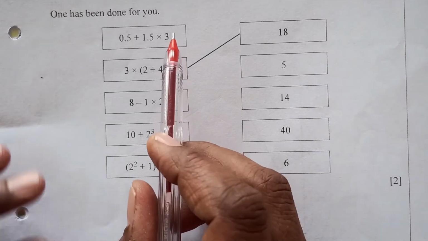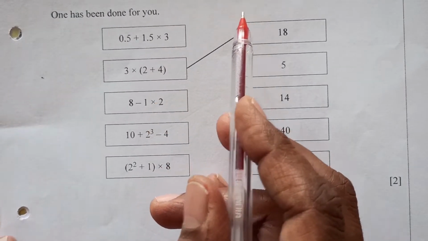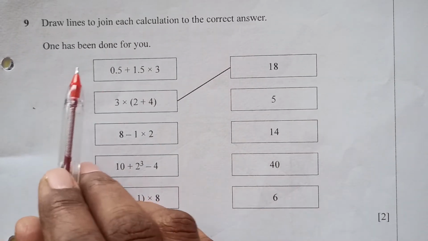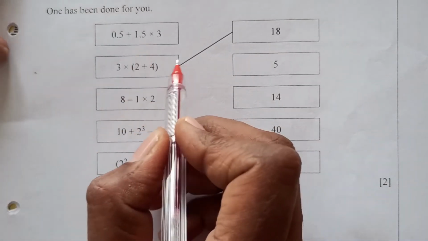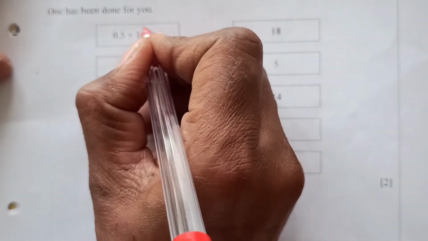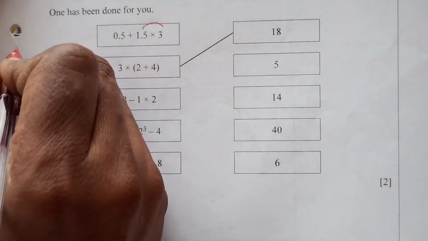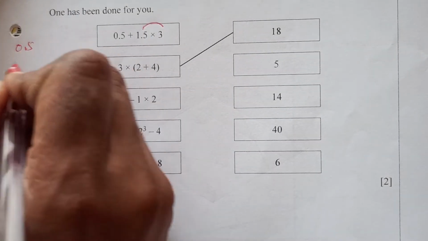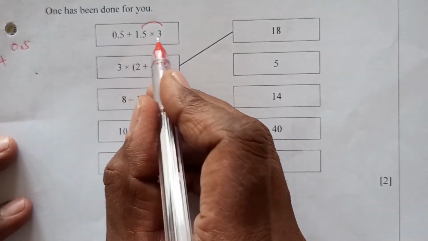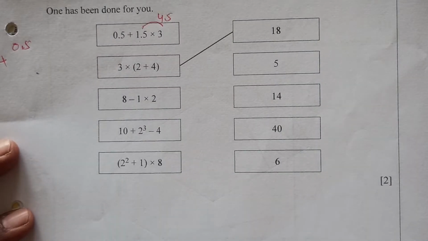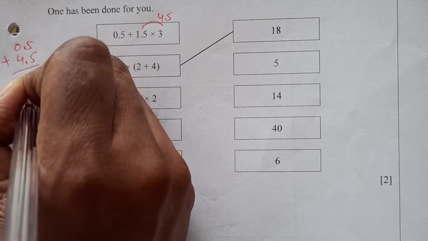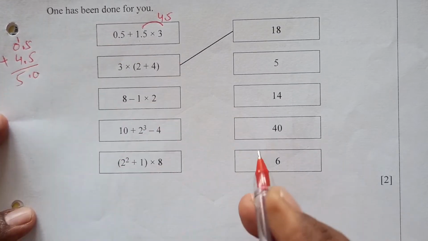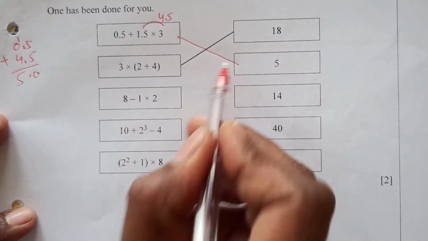Draw a line to join each calculation to the correct answer. One has been done for you. So this is done here. Here we are going to use the BODMAS rule. So you see, this is 0.5 plus 15 times 3 is 4.5. So 4.5 here, then you add 5 plus 5, 10, 5. So the answer is 5, it's here, right?